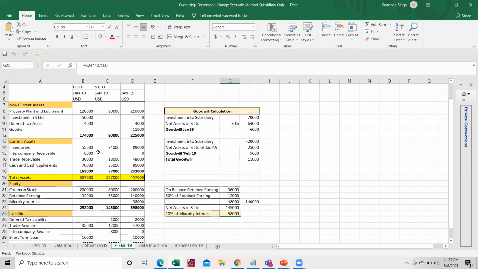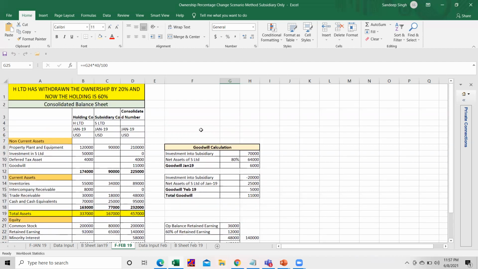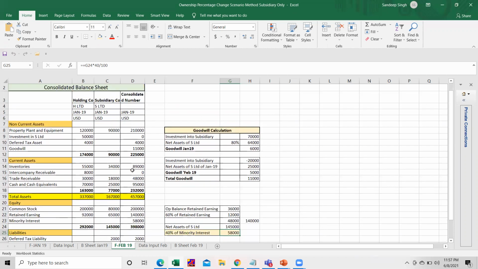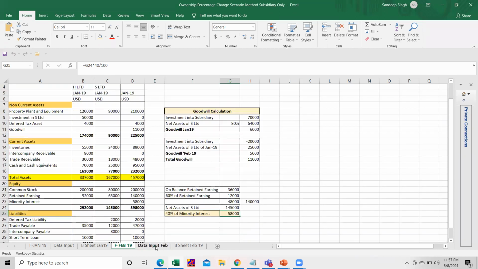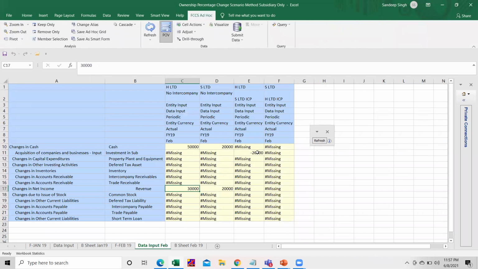You can see the intercompany receivable and payable amount gets eliminated. Because the method of consolidation remains the same, the intercompany receivable payable gets eliminated. So I have shown you that I have assigned the ownership percentage of 60% within the application. Now I have inputted certain numbers: I have reduced the investment made by the parent into the subsidiary by 20,000, and this is the transactional number, the revenue generated by the subsidiary in the month of Feb, and cash. So this was the data that I have inputted for the month of Feb.